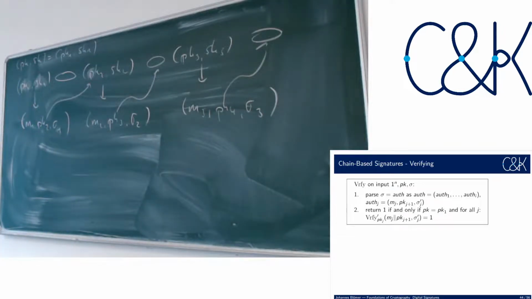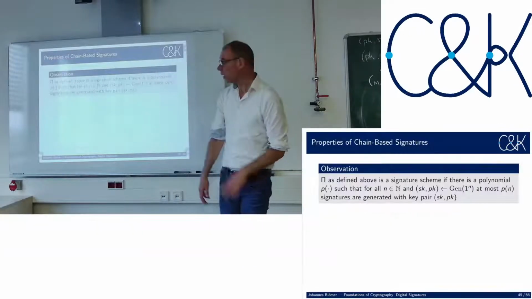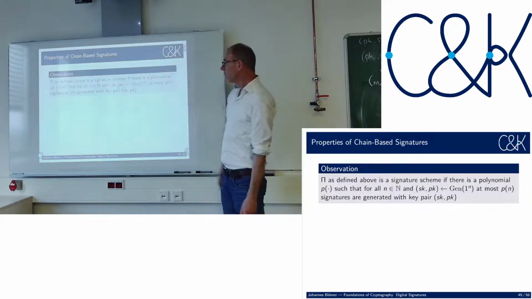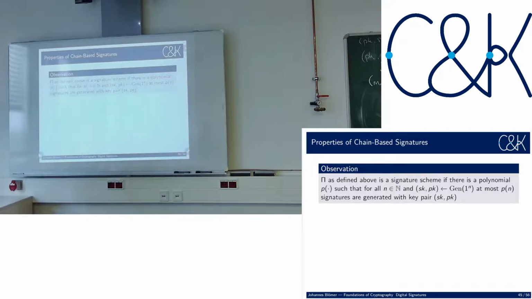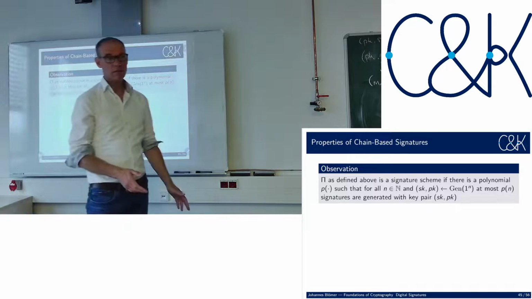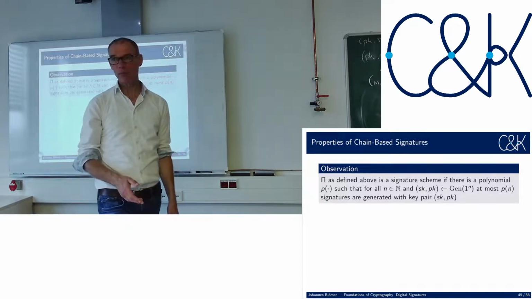I don't want to go into the formal proofs, but pi as defined above is a signature scheme if there is a polynomial p such that for all n and all keys, at most p of n signatures are generated with a key. But again, why can we only sign polynomially many messages? Can you see why we cannot sign more than polynomially many messages?